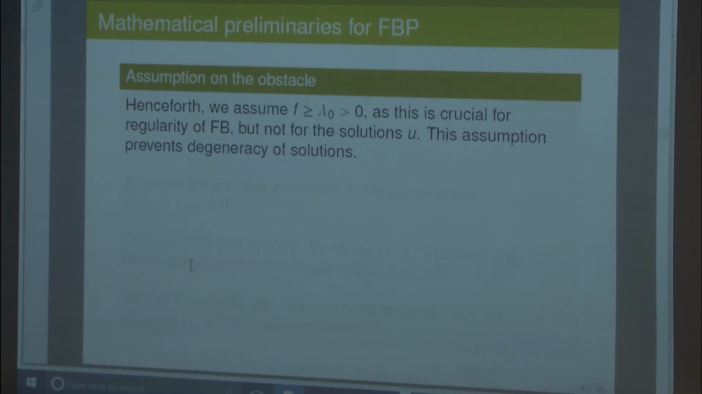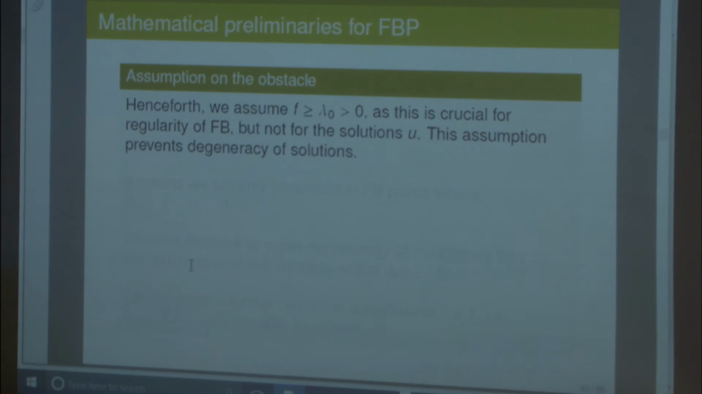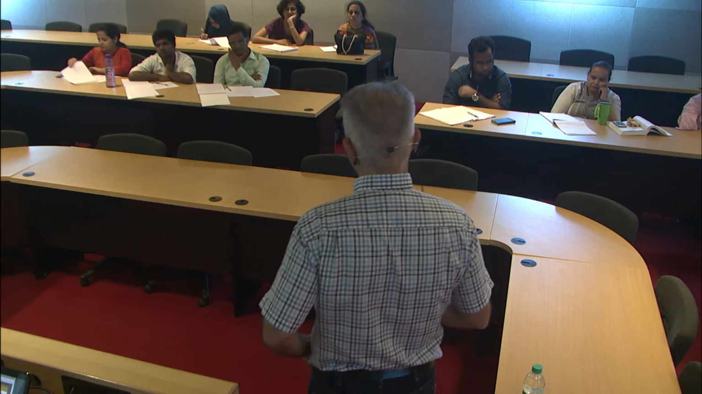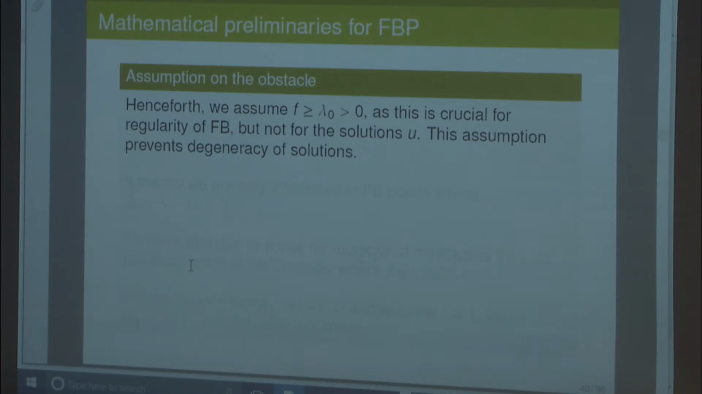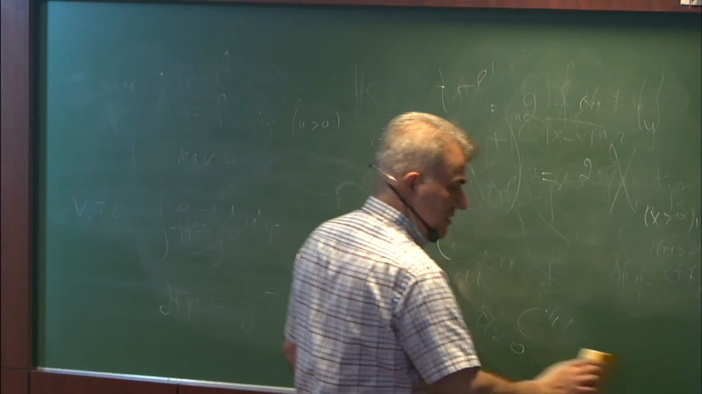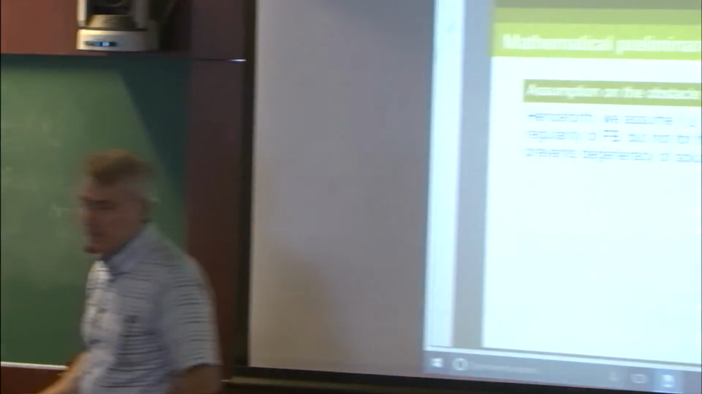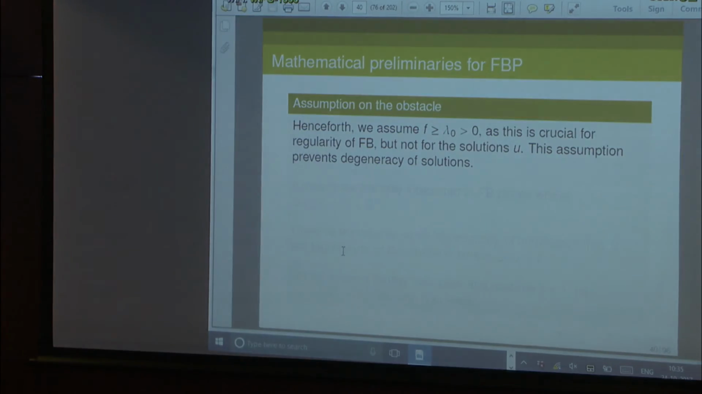What do I want to prove now? Some assumptions. From now on, I'm going to look at the function f, the right-hand side, which is strictly positive. I will actually assume it is 1. The reason for this is the following. You remember what f is. f is minus Laplacian of psi.